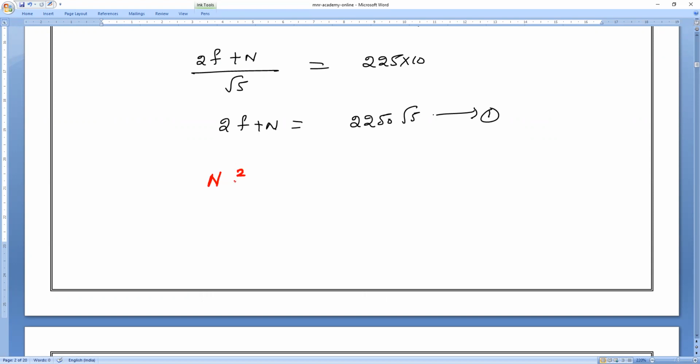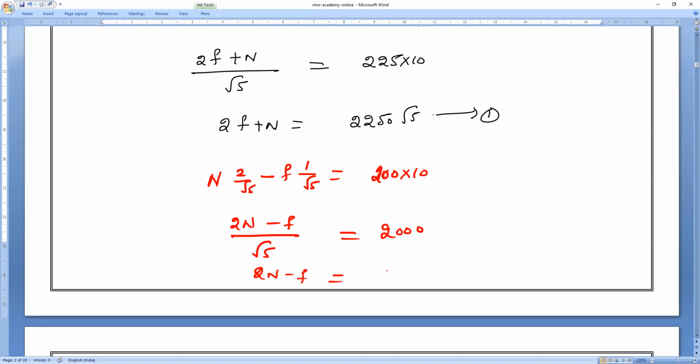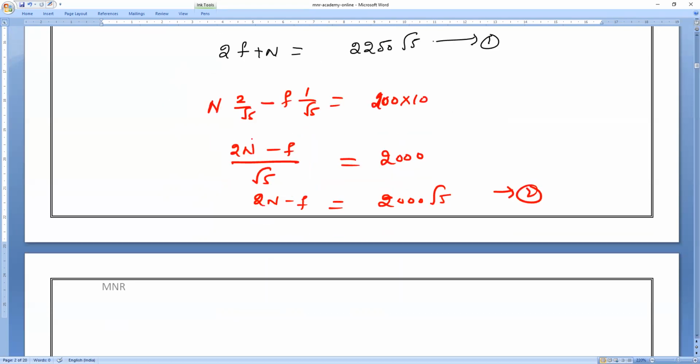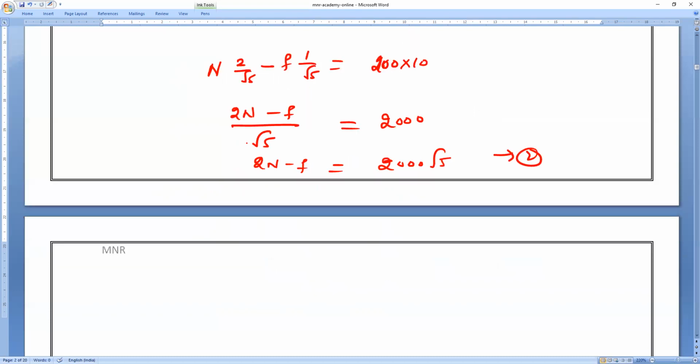Then second equation: N cos theta, cos theta value 2 by root 5, minus F sin theta value 1 by root 5, is equal to mass value 200 into g value 10. Am I right? Please respond. This turns into 2N minus F equal to 2000 root 5. So these are the two equations, and you can rearrange them.